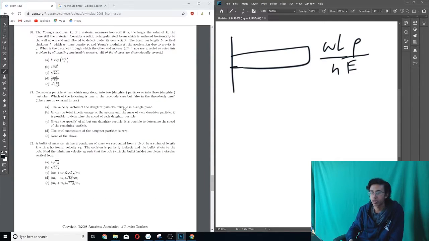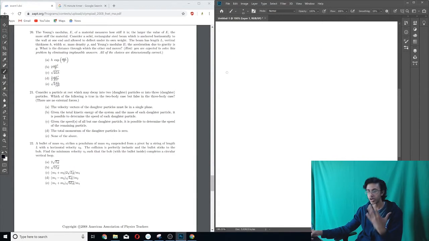Consider a particle at rest which may decay into 2 daughter particles or into 3 daughter particles. What is true in the 2-body case but false in the 3-body case? Alright, let's just go through this then. The velocity vectors of the daughter particles must lie in a single plane. Alright, let's see. So it has to be false in the 3-body case, but I don't think that is true. I don't think that is false in the 3-body case.